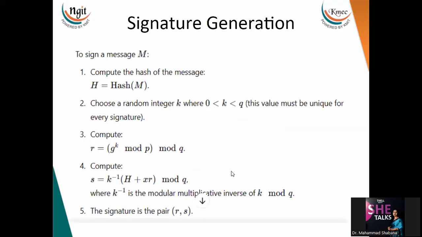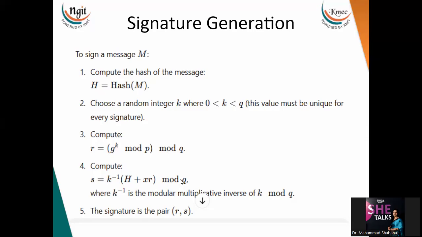In signature generation, we use a random ephemeral key, that is K. We can compute the hash of the message, H equals hash of M. We will choose a random integer K, where 0 is less than K is less than Q. This is unique for every signature, and we are computing R equal to (G power K mod P) mod Q. And we are computing S equal to K inverse times (H plus XR) mod Q.